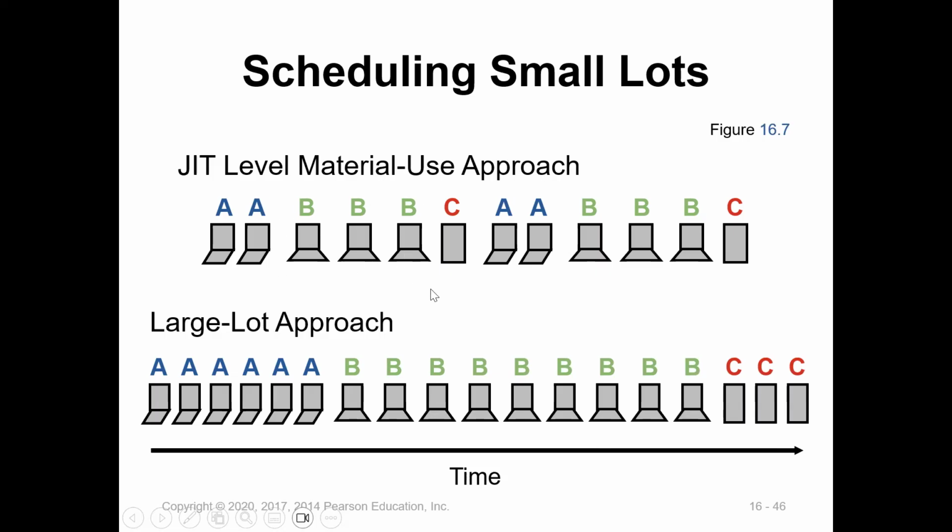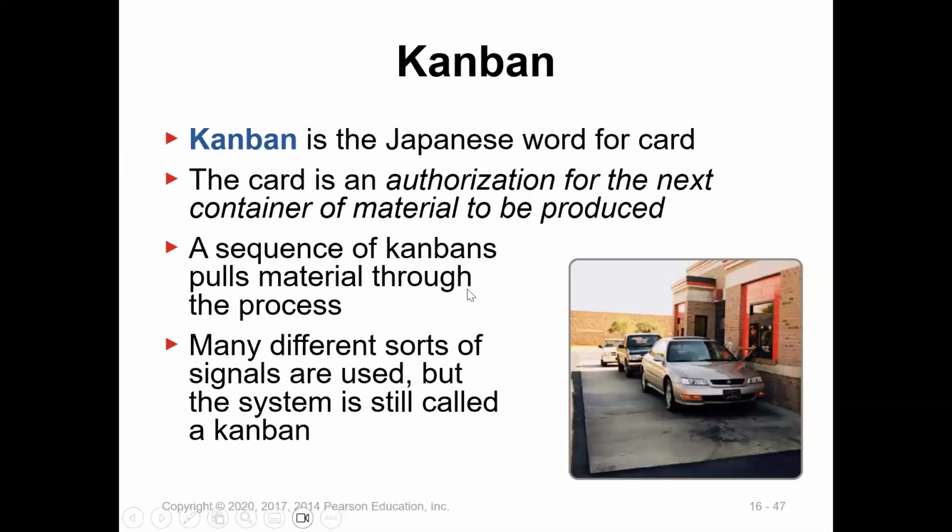These are small lots. It's easier to reduce the cost and the inventory and find or reduce variability when you have smaller lots. Kanban. Kanban is the Japanese word for card. The card is an authorization for the next container of material to be produced. A sequence of Kanbans pulls material through the process. Look at the picture here.